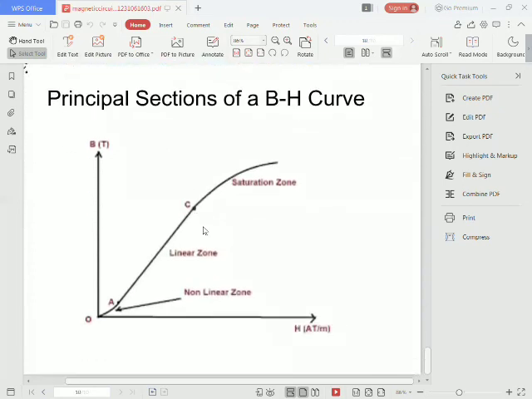This is the principal diagram or principal section of the BH curve, that is saturation zone, linear zone, non-linear zone, with B plotted on the y-axis and H plotted on the x-axis. The factors affecting the hysteresis losses are the frequency, second the area, and third the volume. It is all about the BH curve.